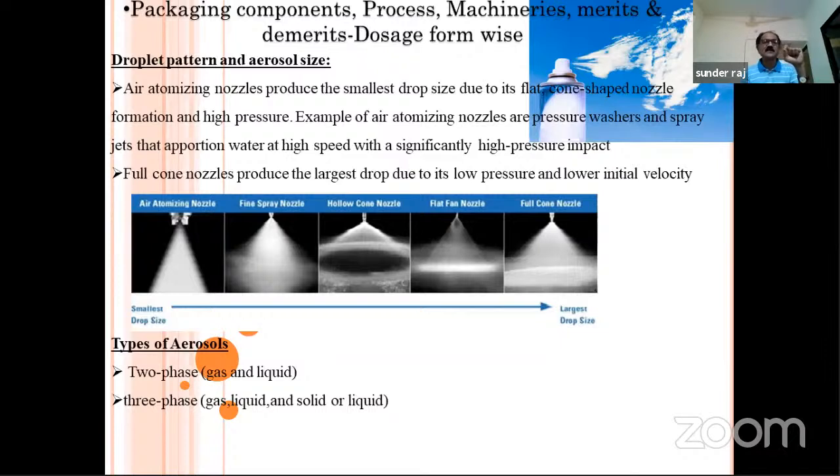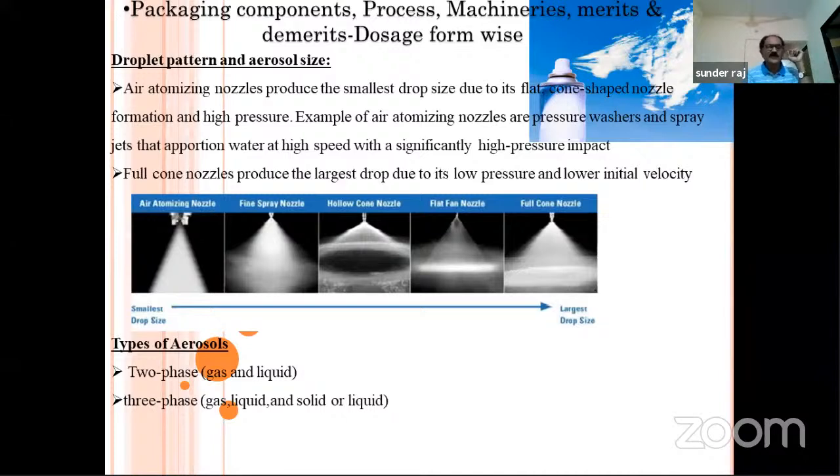Examples of high pressure atomizer nozzles are pressure washers and spray jets, which discharge water at a high speed with significantly high pressure. We can see in the picture the various patterns of atomization, aerosols: air atomizing nozzles, fine spray nozzle, halo nozzle, flat nozzle, and full cone nozzle. These range from the smallest particles to the largest droplets. As the droplet size increases, the pattern of atomization will differ.